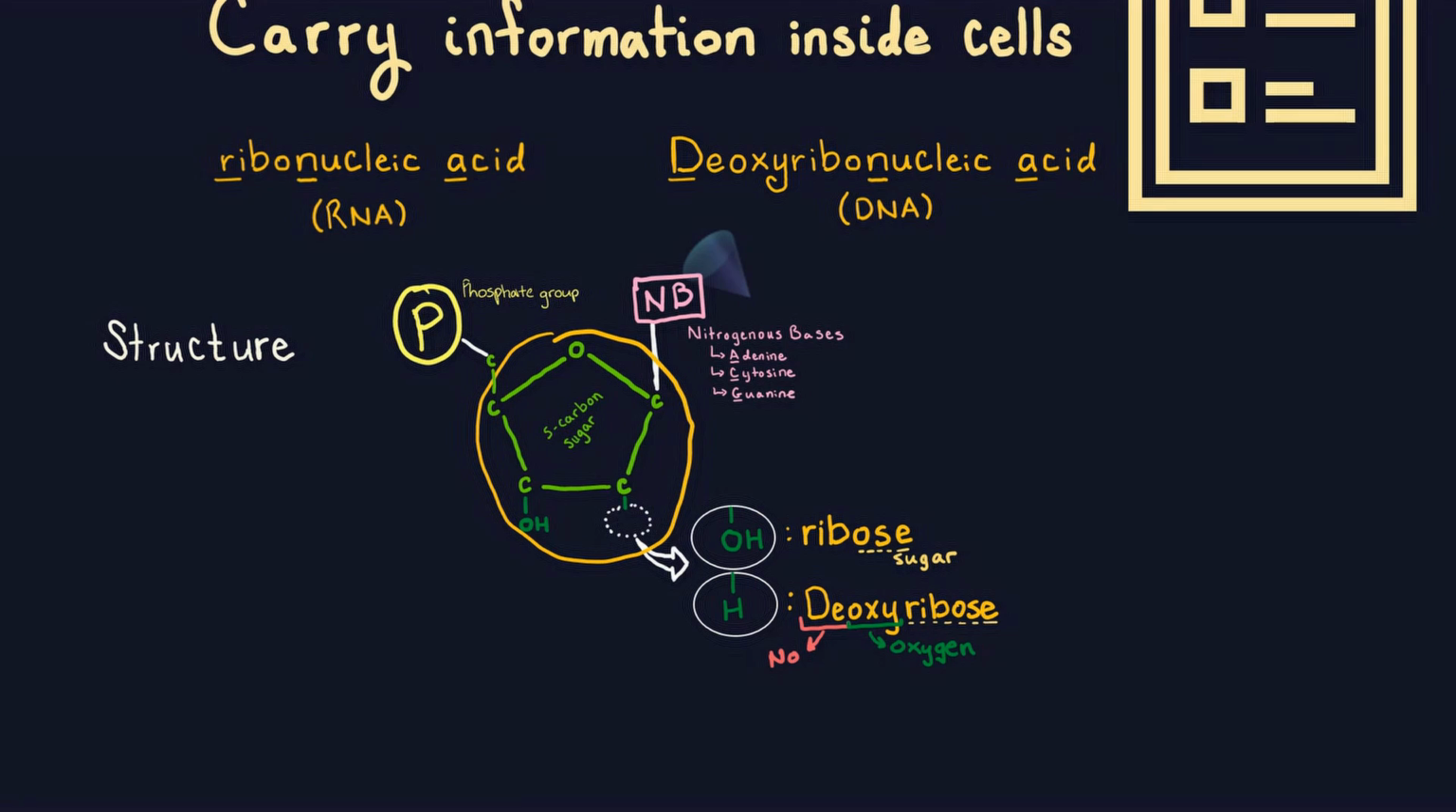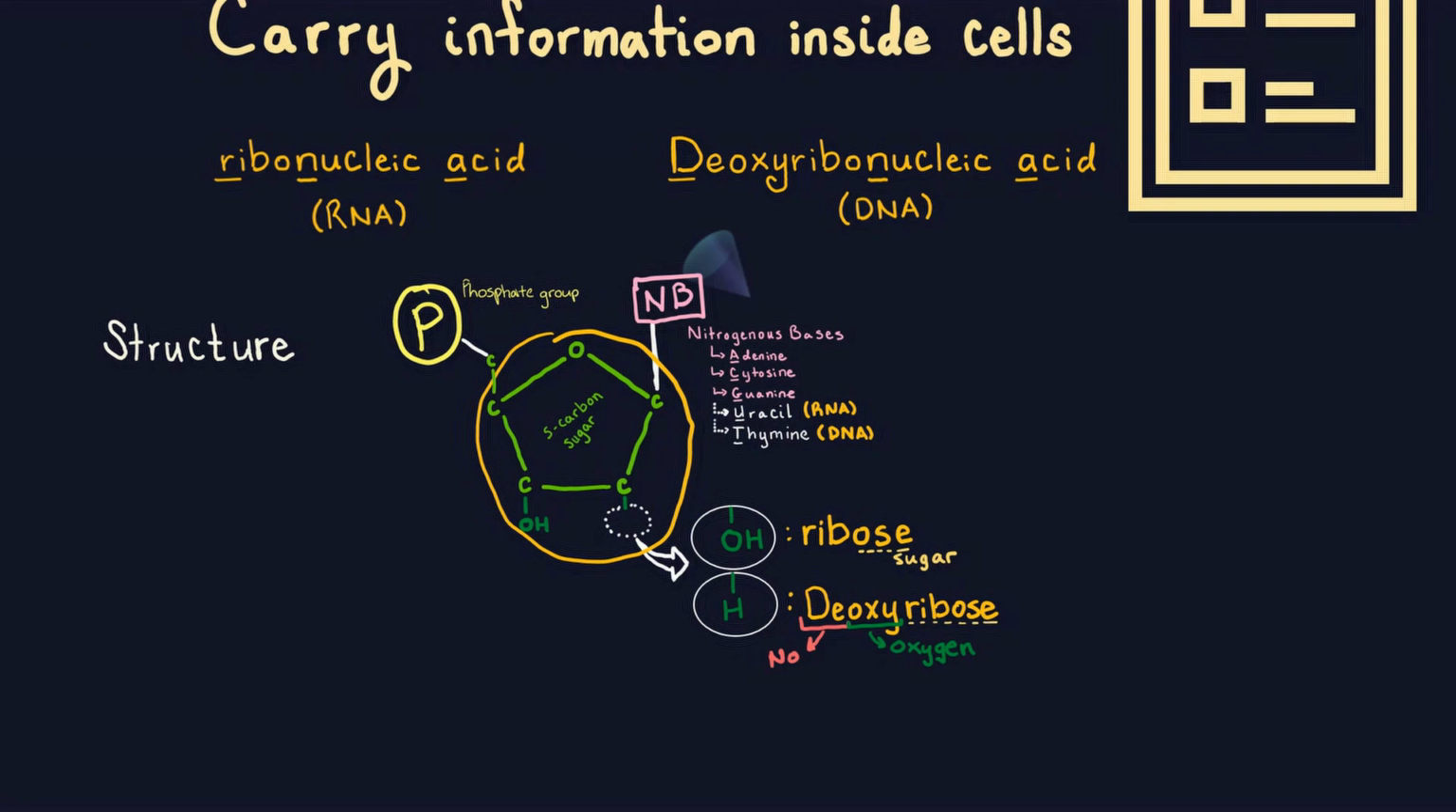One's unique to RNA and the other to DNA. So RNA's special nitrogenous base is uracil. You will not find uracil in DNA. And conversely, DNA's special nitrogenous base is thymine, and you will not find thymine in RNA.